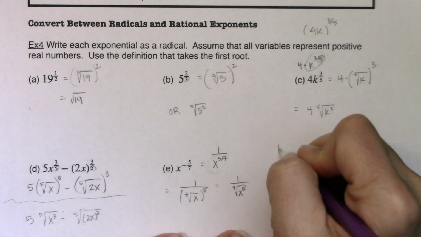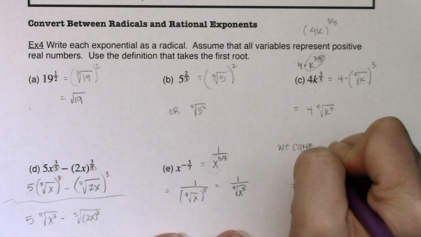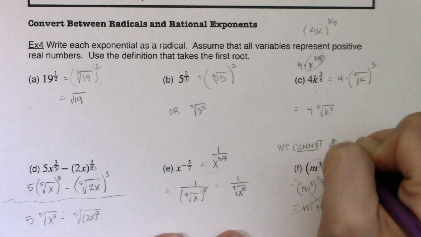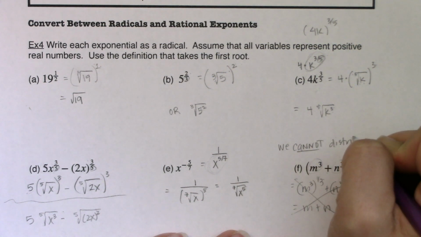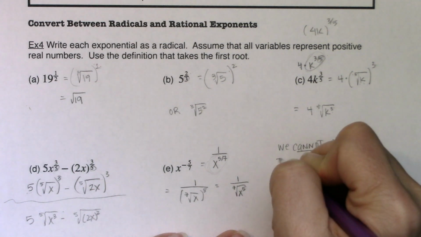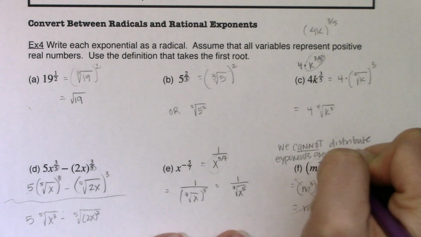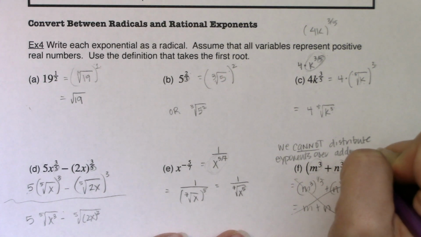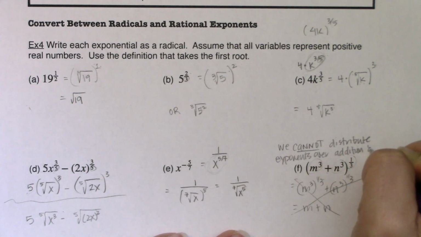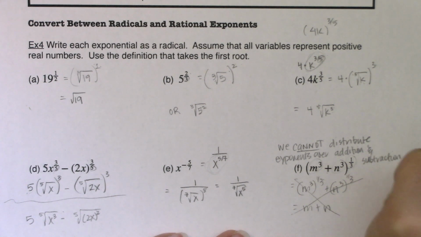So I'm going to write this, we cannot distribute exponents over addition and subtraction. You can distribute exponents over multiplication and division, but you are not allowed to do it if there's a plus sign or a minus sign here. So as soon as I have a binomial, I can't distribute.